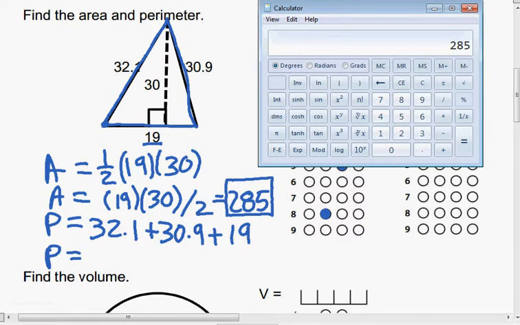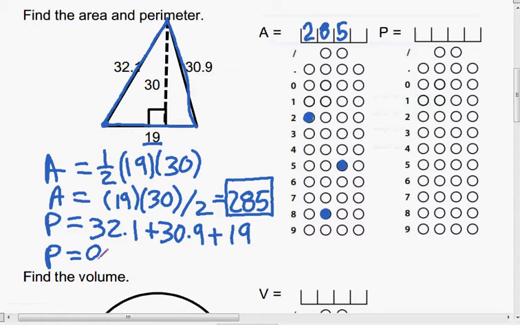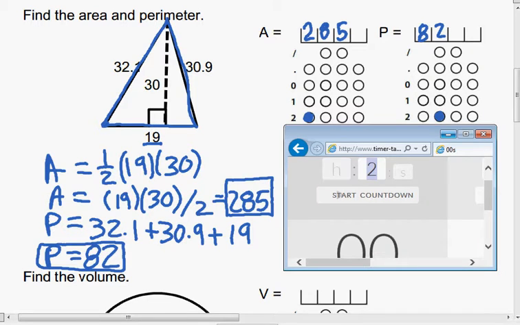And I will do that on the calculator. 32.1 plus 30.9 plus 19. 82. And once again, I bubble that in, rounding it to the nearest whole number. But there were no decimals, so that was no problem. Two minutes. Do that one, then we'll move on to the rectangle.